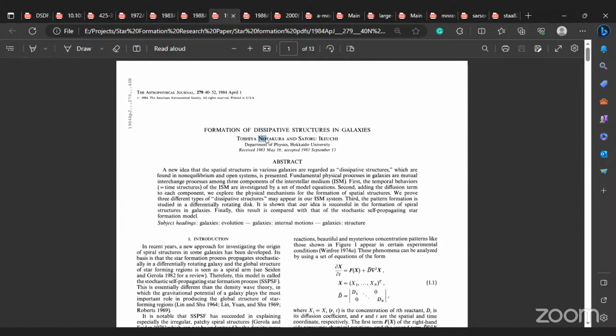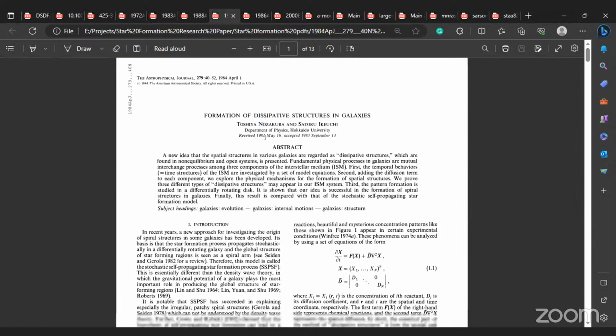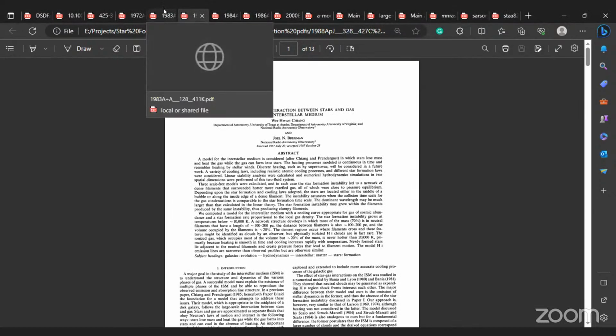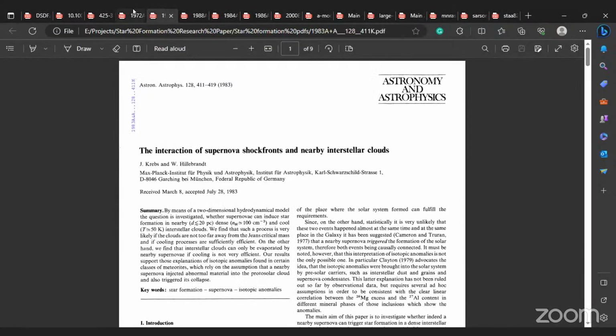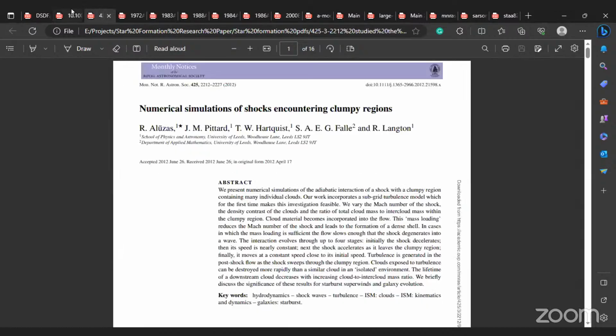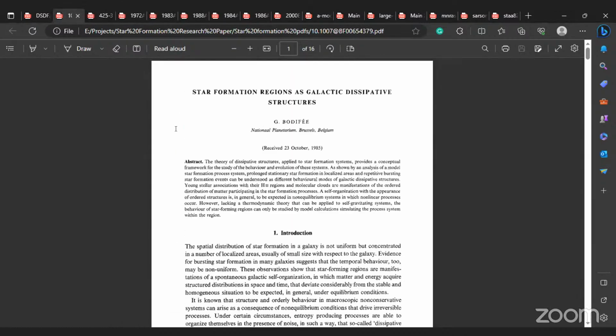Okay, yeah, this paper also. Formation of dissipative structure in galaxies. So do go through. Okay, the name of the previous one. Sure, Harshvardhan. Yeah. Star formation regions as galactic dissipative structure.